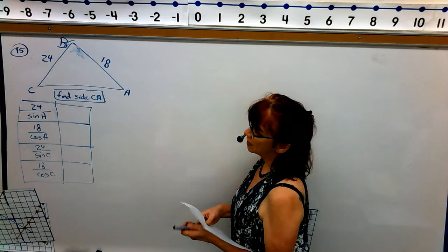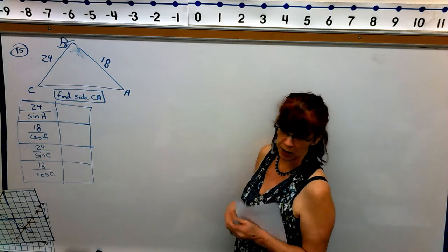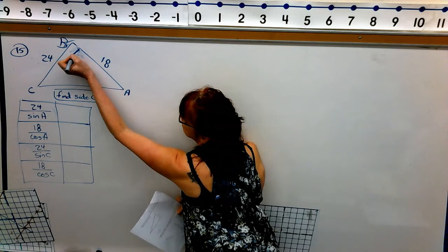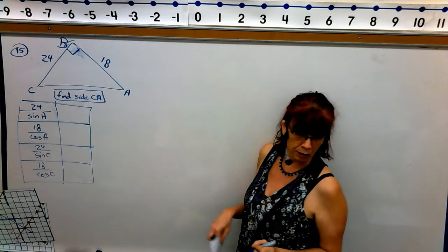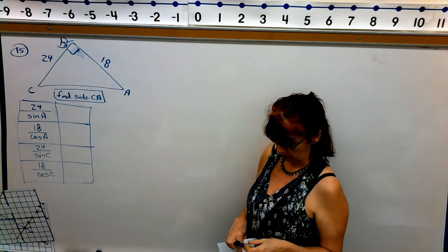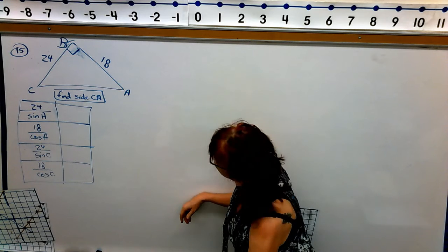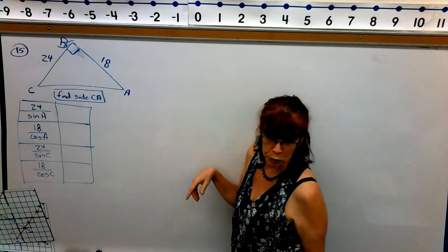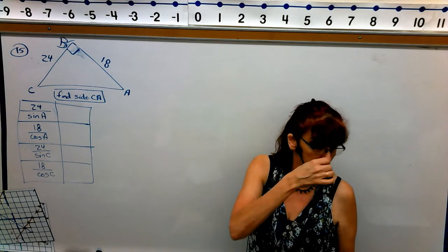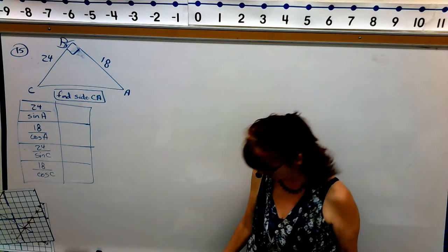So I think they were a little lazy when they made this practice test. They didn't specify that angle B is the right angle, but from their diagram, it seems pretty obvious. So we need to know that because we need to know which one's the hypotenuse, right? If we don't know which one's the right angle, there's no way to know which one's the hypotenuse.